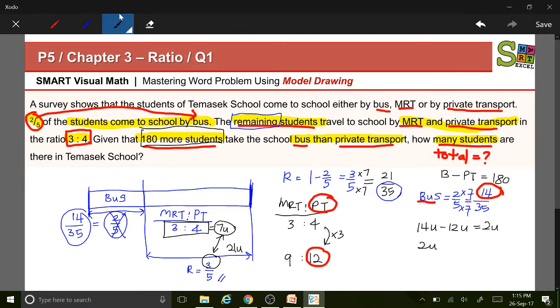So this 2 unit is equivalent to our 180 pupils that they mentioned. They ask for the total, which is 35, so 35 unit. Cross multiply: 180 divided by 2 times 35, and this will sum to 3150.